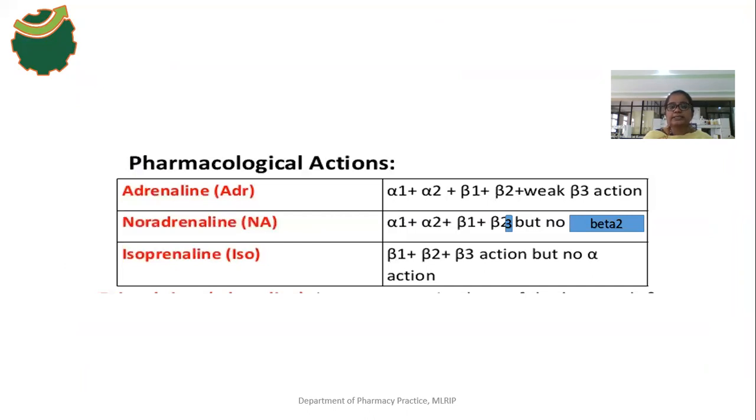In the next class, we will discuss the pharmacological actions of adrenergic drugs. Adrenergic drugs act on the heart, bronchial muscles, blood vessels, liver, kidney, and uterus, and we will also discuss the metabolic effects of all adrenergic drugs in the next class. Okay, thank you.